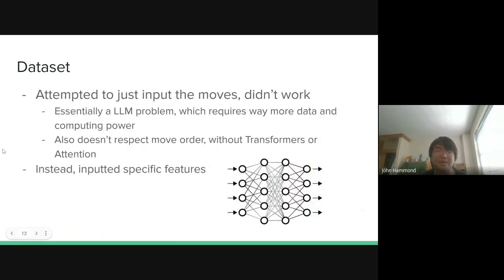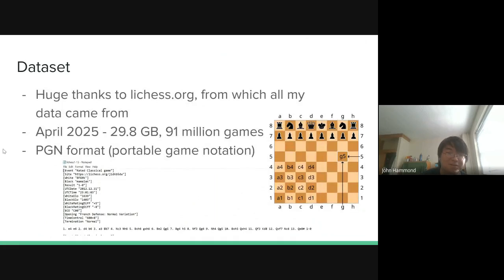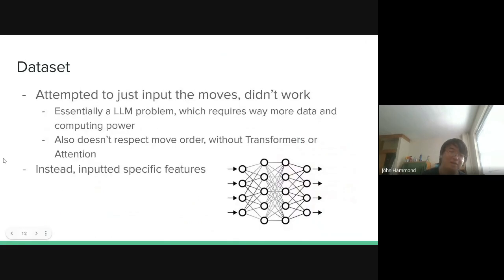Yeah. So like I said, my first attempts, I just tried to input the moves. The only features I added were just these moves. It didn't work out very well because it needs to actually be able to understand what moves are, which essentially is an LLM problem, which I can't really do at home. It also doesn't respect move order. Move order really matters in chess, and you can't really do that without transformers or attention. So I had to skip that.